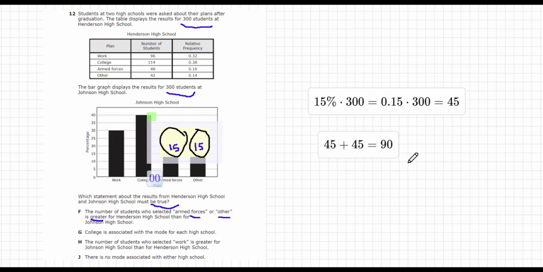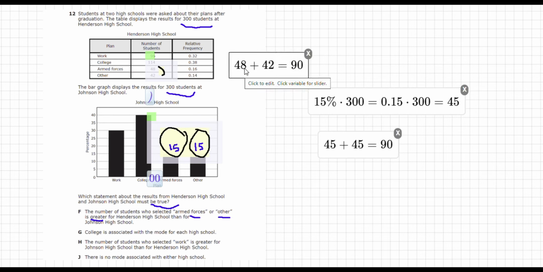The number of students who selected Armed Forces in Henderson High School is 48, plus 42 students who selected Other, equals 90. Both equal 90. Therefore, F is not correct.